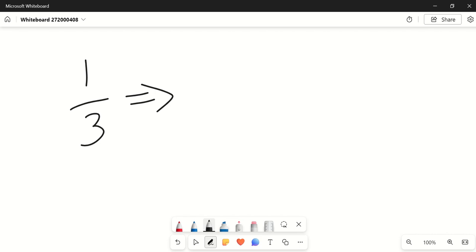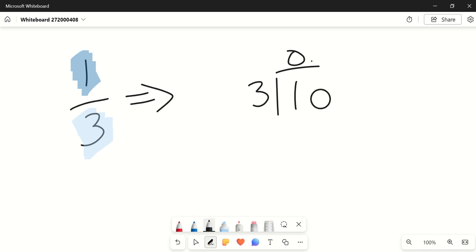Now, in order to turn a fraction into a decimal, we need to divide the numerator, which is the top number, by the denominator, which is the bottom number. This will be 1 divided by 3. 3 cannot go into 1, so we're going to put a 0. We're going to put a decimal, and we're going to annex a 0. 3 will go into 10 3 times. That will equal 9. When I subtract, I have 1 left over.